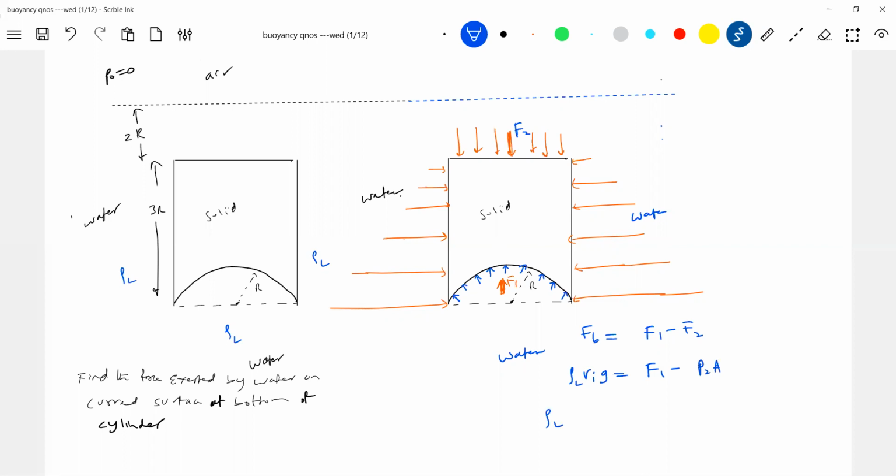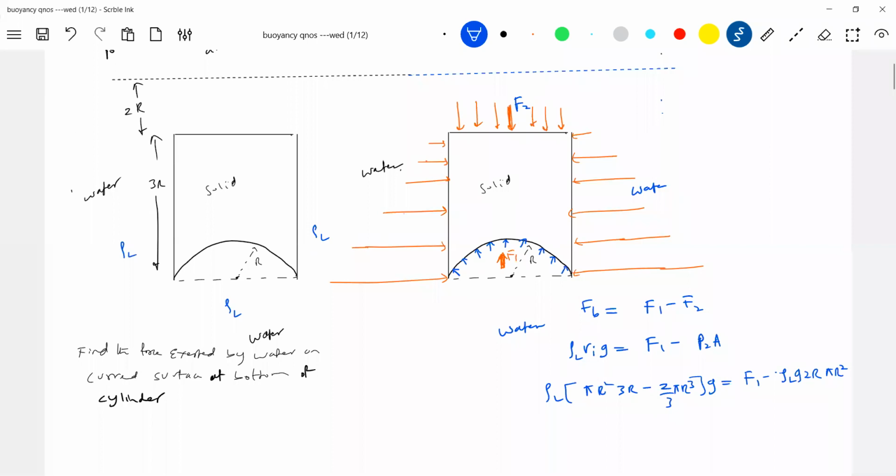Let's come to the volume immersed. What is the volume immersed? Volume of cylinder, pi R square into 3R. In that, I'll remove the hemisphere. What is the volume of hemisphere? 2 by 3 pi R cube, into g, equal to F1. P2 is what? P2 will be rho L g 2R times pi R square. So solving all this, we'll get the required expression.